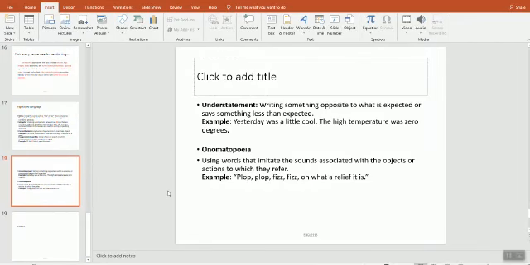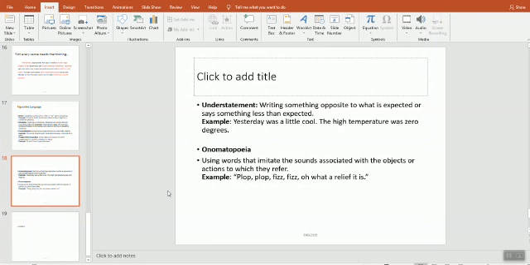Understatement is that you say something opposite to what is expected, or say something less than what is true. So for example, if yesterday it was too cold, the temperature was, let's say, minus 10 degrees, and you say yesterday was a little cool, so you are actually understating something.